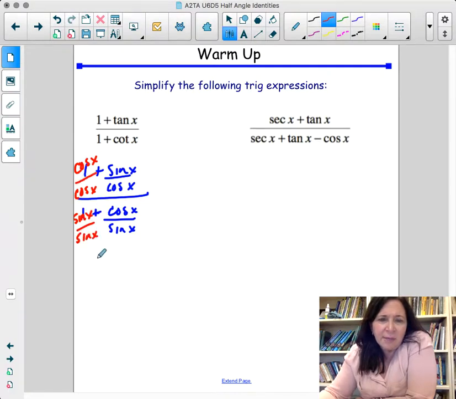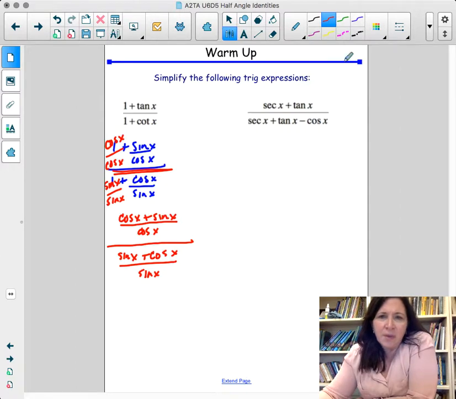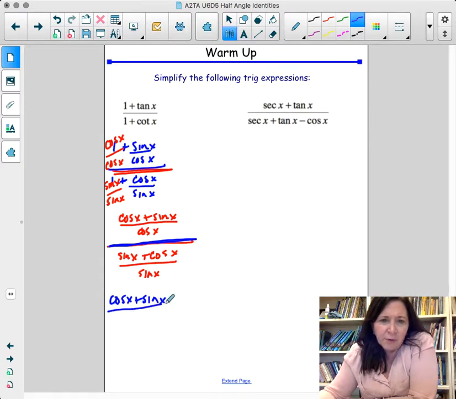And in doing that, what that's going to give me is cosine of x plus sine of x all over cosine of x. And that's divided by, big division here, that's this division line right here, sine of x plus cosine of x all over sine of x. And so with this, being this is my division line here, I'm going to take my numerator, divide by my denominator. So that means I'm going to say cosine of x plus sine of x over cosine of x.